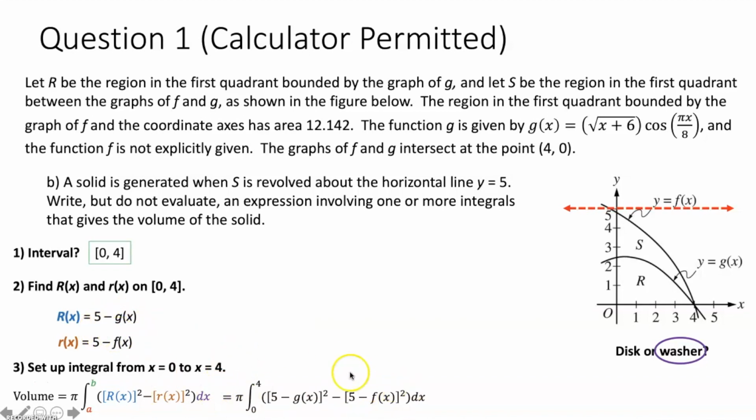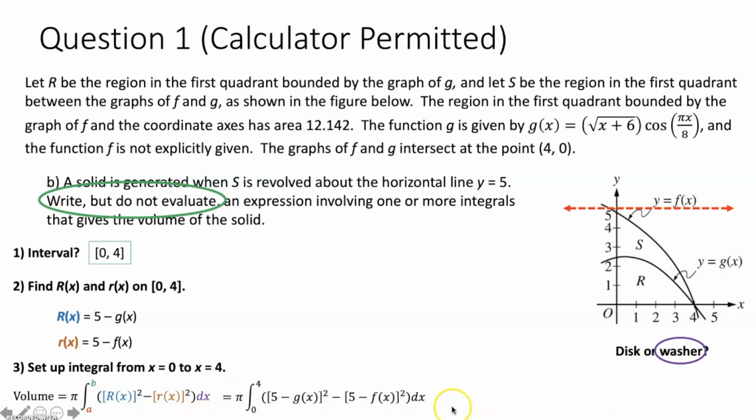Now the best part of this question is this little aspect right here where it says write but do not evaluate an expression involving one or more integrals. So we wrote the definite integral that would give us the volume of the solid created by revolving region S about the horizontal line y is equal to 5.